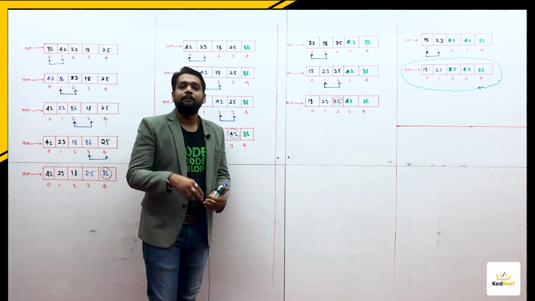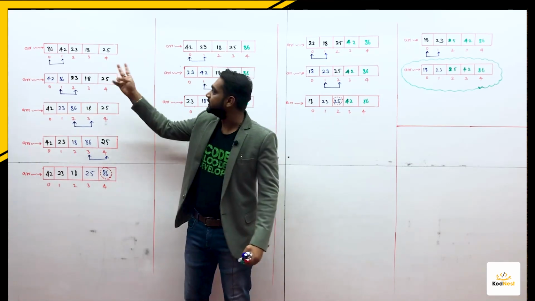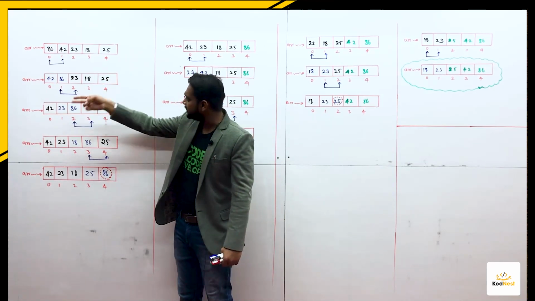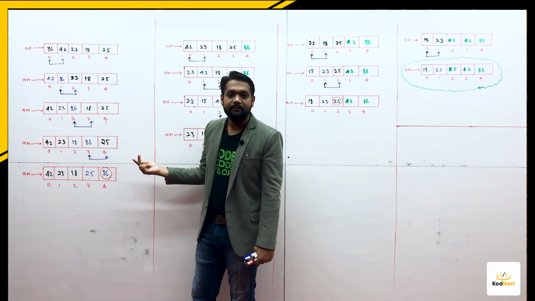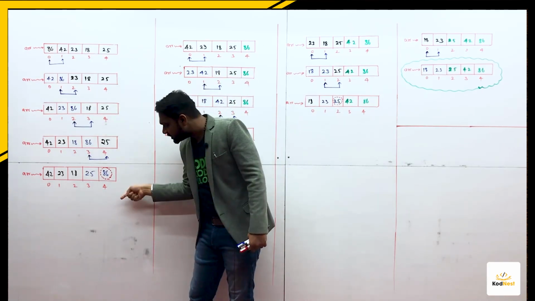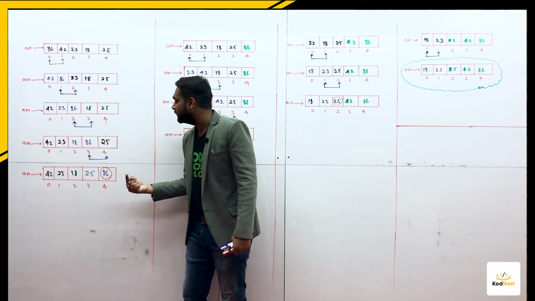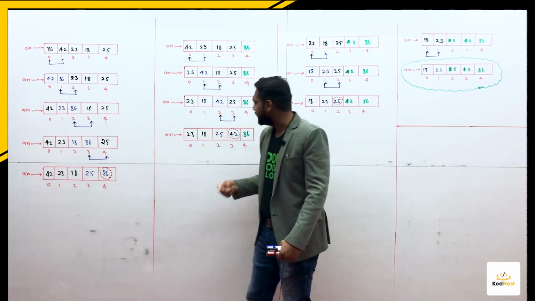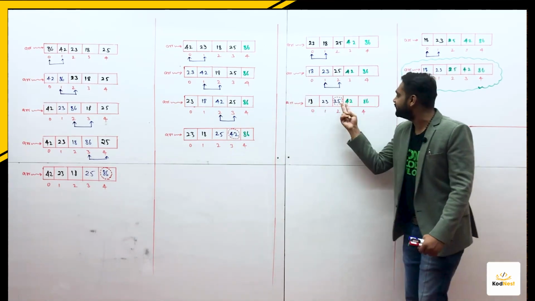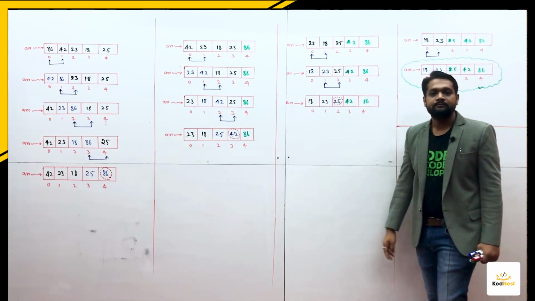You have to start comparing the first element with its next element, the next element with its next element, and so on. If you complete one iteration, by the time of the first iteration, one element will get its position. Like that, second time, second element, third time, third element, fourth time, fourth element.